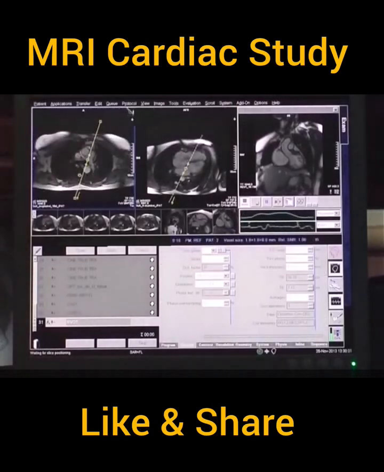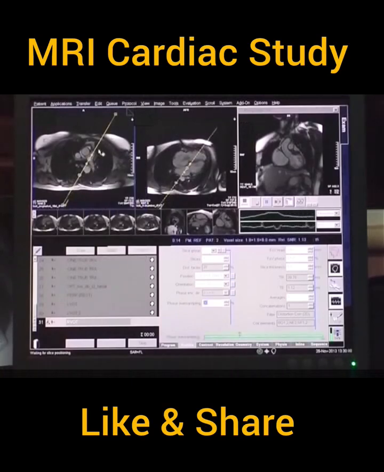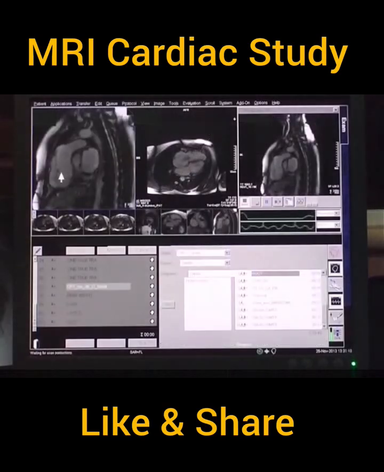Note the planning for the RVOT view. On the true axial sequence, a line is drawn through the main pulmonary artery to obtain images of the right ventricle, RVOT, and main pulmonary artery.